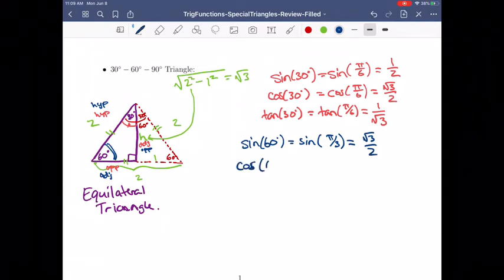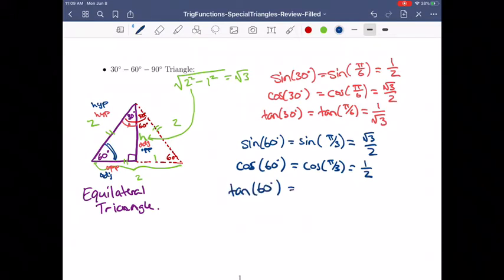Cosine of 60 degrees, or cosine of pi by 3, is the adjacent over the hypotenuse. So here's where we get the 1/2. And tan of 60 degrees, or tan of pi by 3, is going to be the opposite over the adjacent. So it's root 3 over 1, or just root 3.